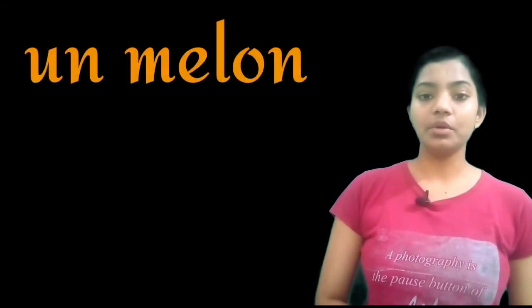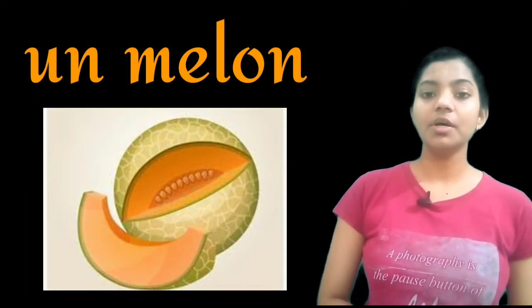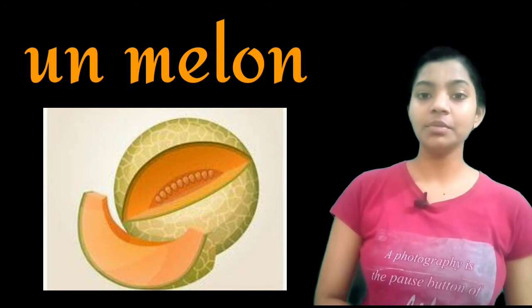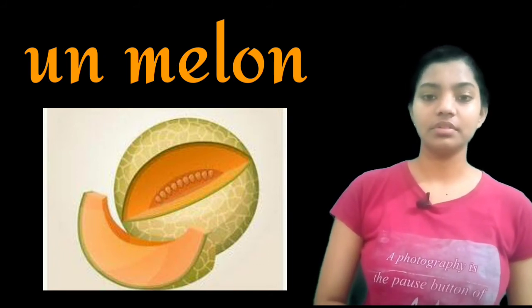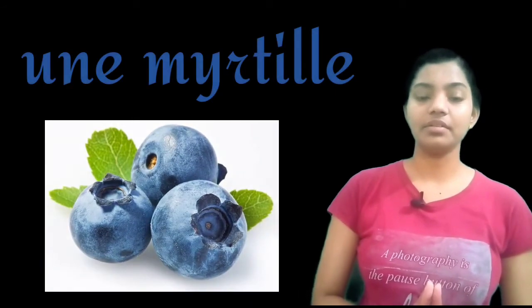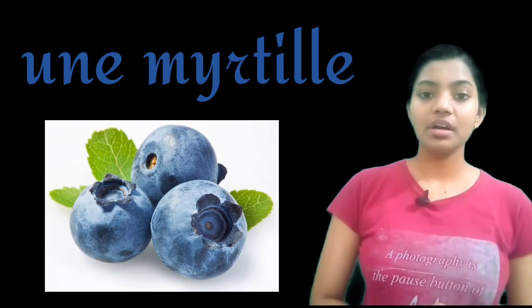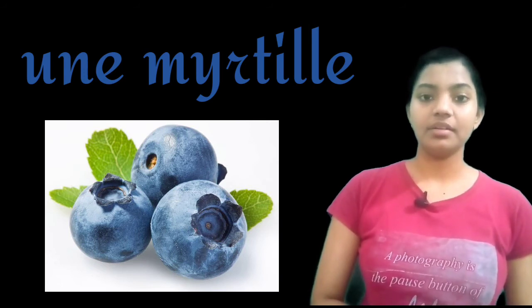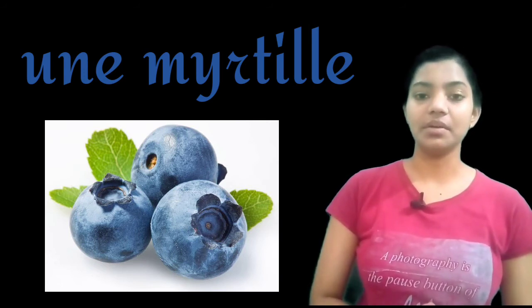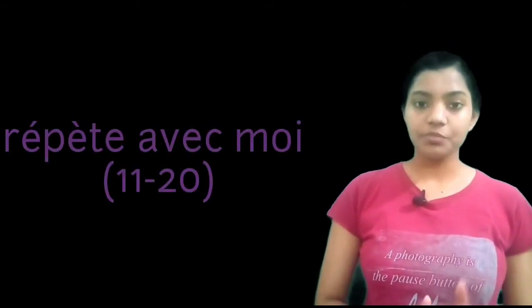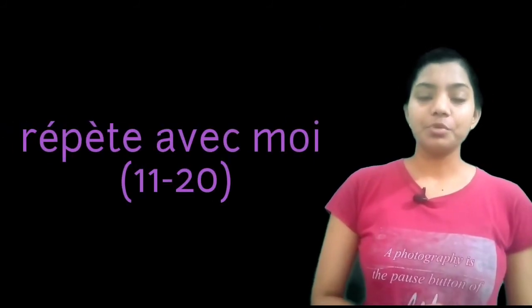Un melon, which is a melon. And the last one is une myrtille, which is a blueberry. Okay, so now repeat one more time from 11 to 20 fruit names.